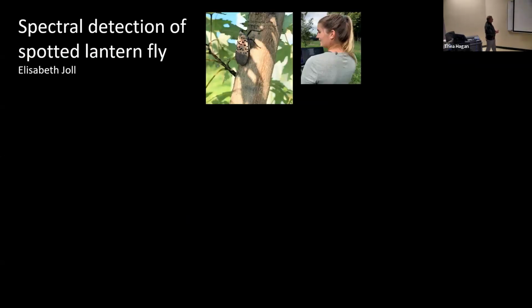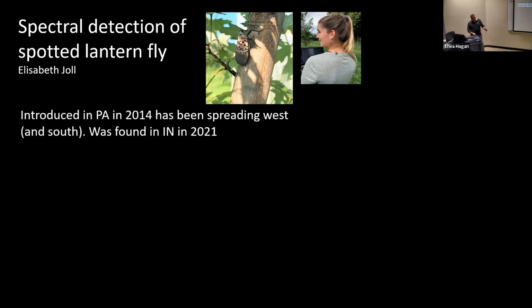All right, I want to really quickly switch to a new student that I have. She worked with me for her master's, and is now a PhD student in FNR. This is using spectral data to detect spotted lanternflies, right? Lanternfly, not here yet. Will be. Introduced in Pennsylvania in 2014 on a stone shipment, and it's spread west. We found it in 2021. That was the first. It was along the shipping channel in southern Indiana. We've since found another population in northern Indiana along the railway. That's a common theme of how they move.